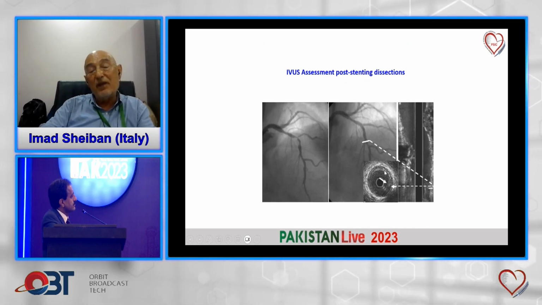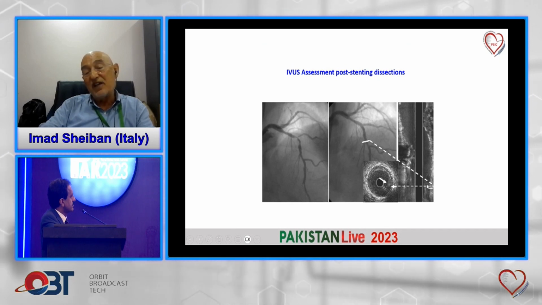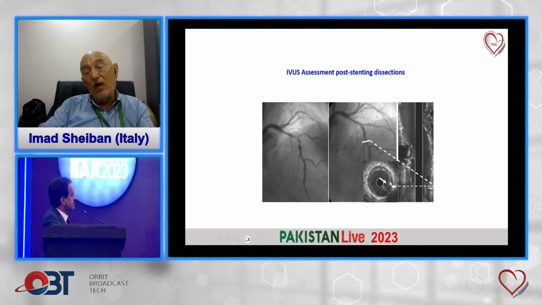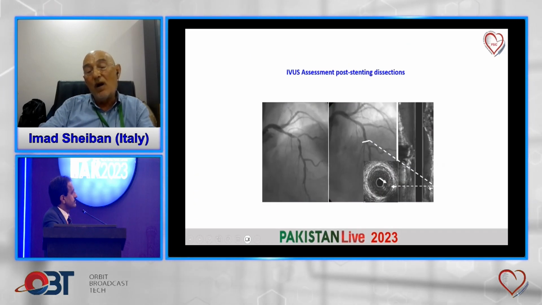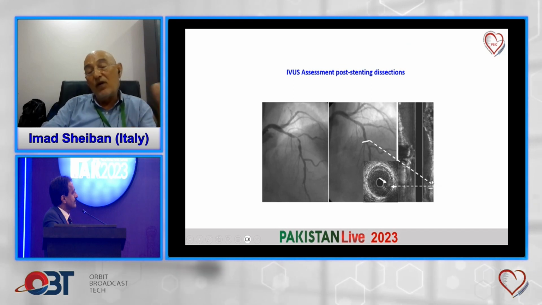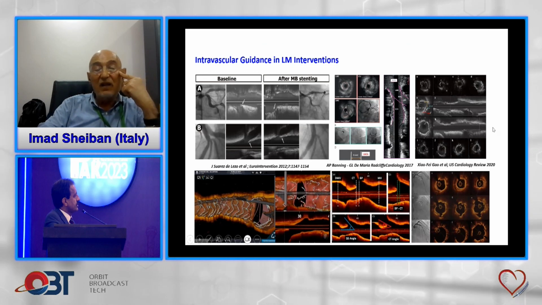Post-stent dissection, that means stent edge dissection, can be seen also by IVUS, but I think that OCT can give you more details because of more resolution given by this technology.